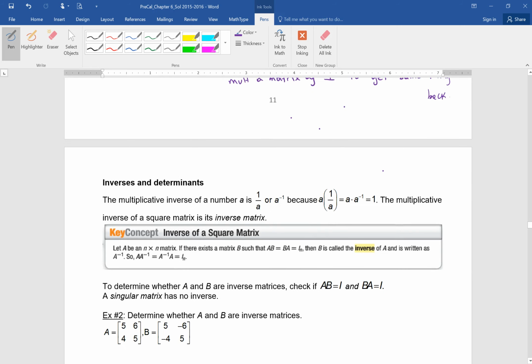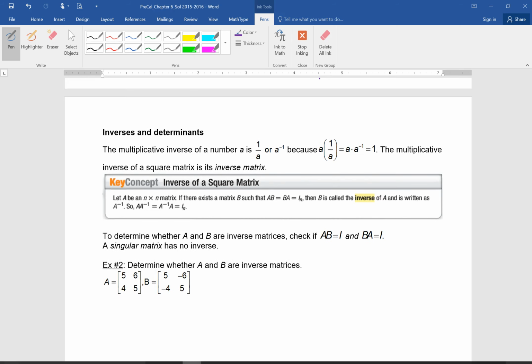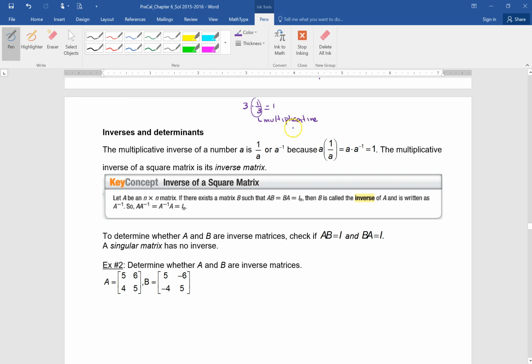Okay, now, so here's where the one or the identity matrix really comes into play. Suppose now you have a number 3. What can you multiply this by to get a 1? By a third, right? So this is called the multiplicative inverse. It's the same as the reciprocal, but it's the multiplicative inverse.